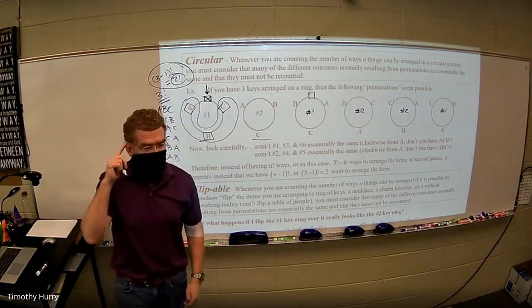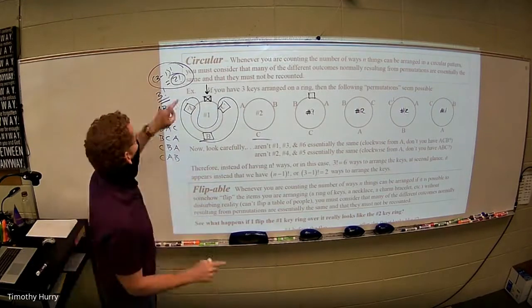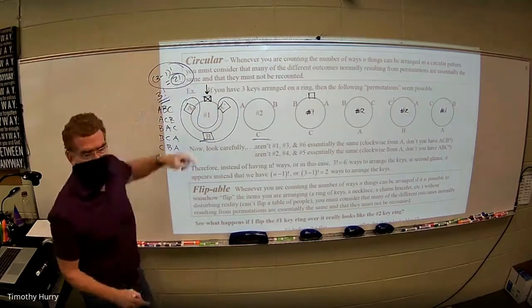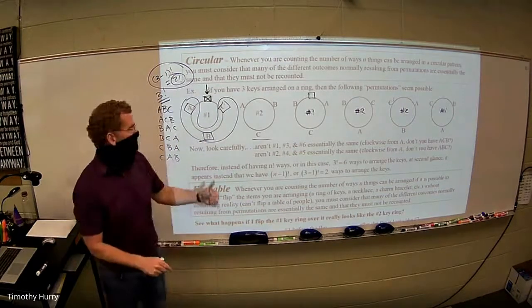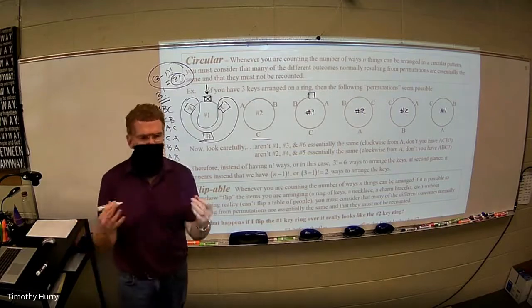So you've got to look for things like circular. If it's circular, you just subtract 1 factorial. But if it's circular with a clasp, you treat it like it's linear. And we'll do enough of these, you'll be okay.